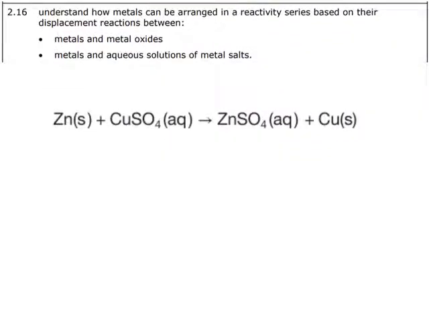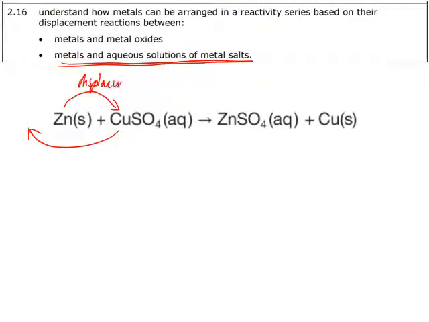Okay, so that's for metals and metal oxides. Looking at metals in aqueous solutions, I've got an example here, and we're going to look at what's happening. So zinc is, as we can see, displacing copper. Copper is then going to be by itself. So zinc is displacing because it's more reactive. Okay, and then that means zinc is higher than copper in our reactivity series.